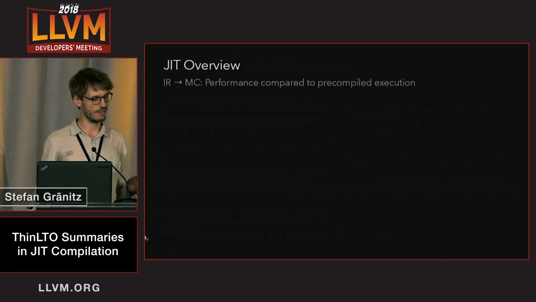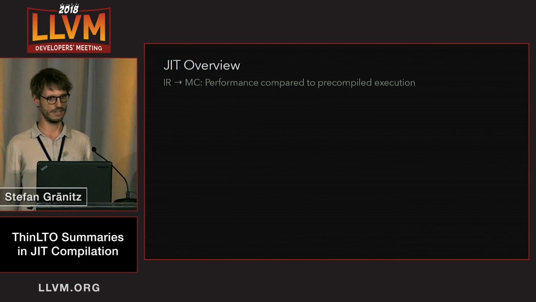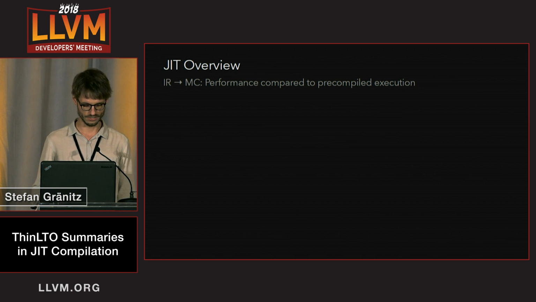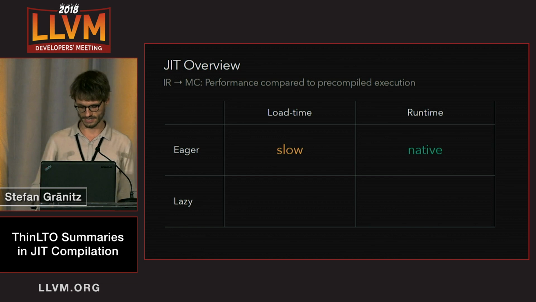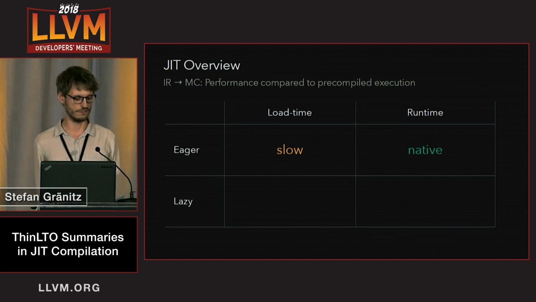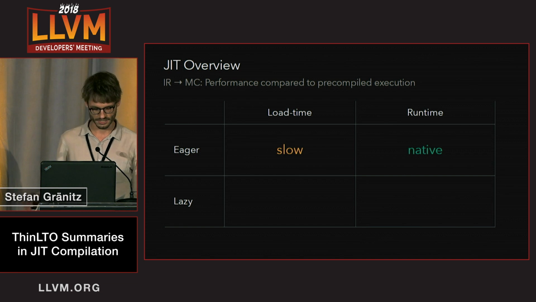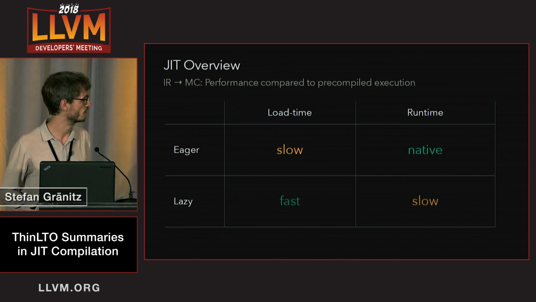When I say JIT, I mean IR to machine code compilation, and performance or overhead always means compared to precompiled execution. In general, we can distinguish between two types of JIT. The eager JIT compiles everything up front, so we see a high overhead at load time and regular native performance during runtime. The lazy JIT compiles each function before its first call, so we save a lot of work at load time, but the necessary compiler interceptions cause a slowdown at runtime. A JIT that exploits extra information from module summaries promises to avoid these slowdowns and even load faster.